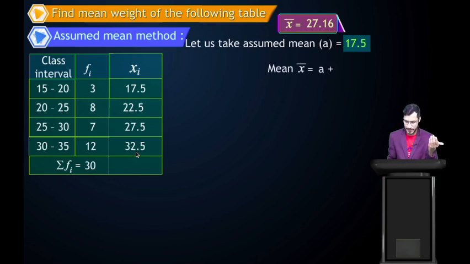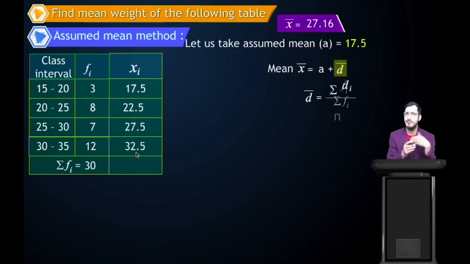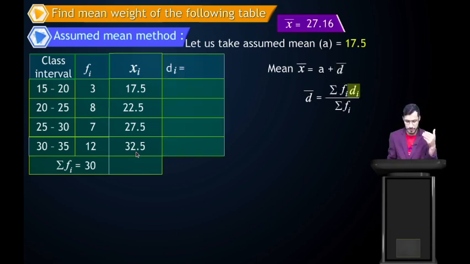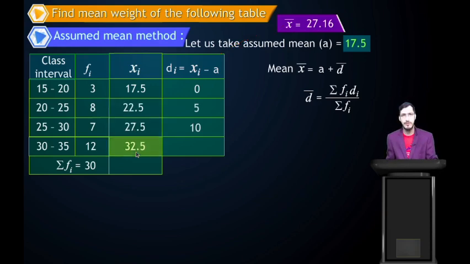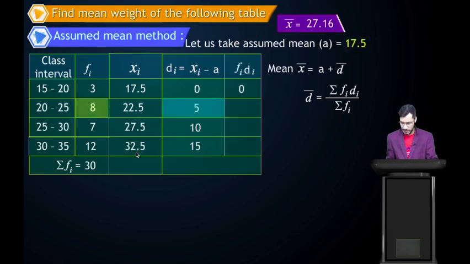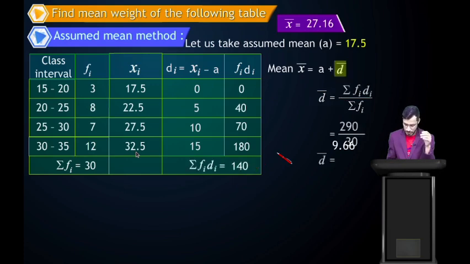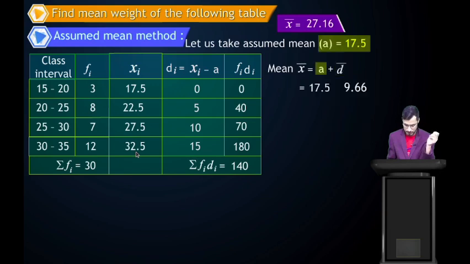Then x bar is equal to a plus d bar, and d bar is equal to sigma f d by sigma f. Then prepare the column di is xi minus a. Then you can see the column of d, then multiply fd. So what will we get here? You can see the sigma f d is equal to 290 here. Then 17.5 plus 9.66, that is 27.16. So same as the previous answer.